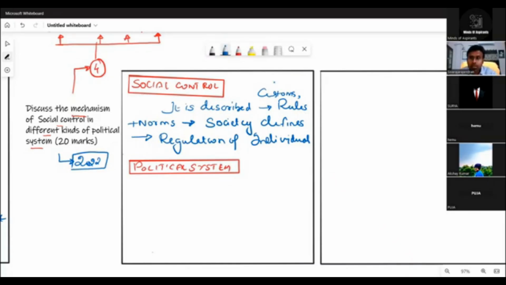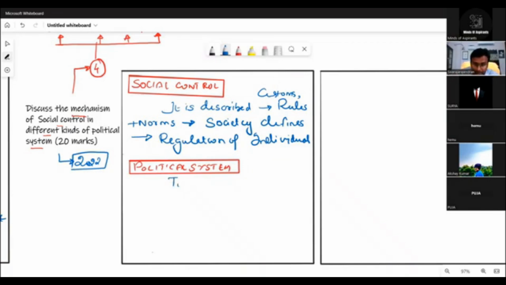For this, you have to understand that writing an answer means borrowing many things from different parts of the syllabus. You should not think it is only about political anthropology. You can actually bring in thinkers. For example, you can bring your own thinker.